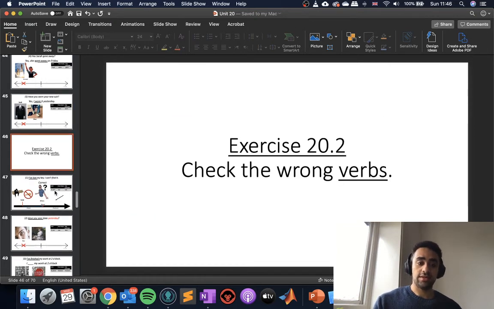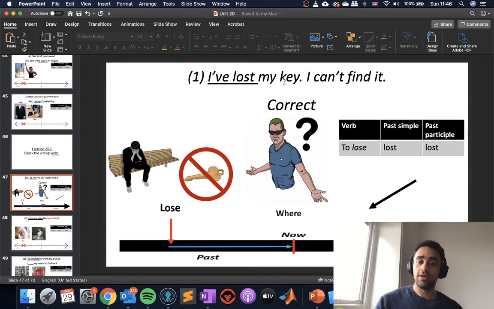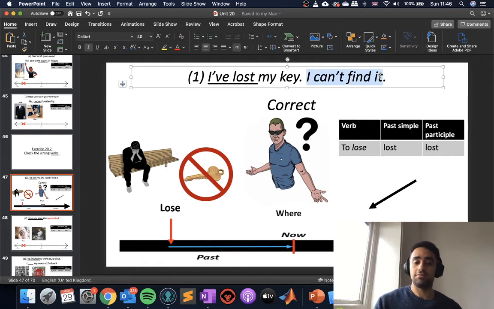In this exercise, we're going to check if the sentences are correct or incorrect, and then correct them if we need to. I have lost my keys. I can't find them. So something happened in the past and still has an effect now because I can't find them right now. So they have used present perfect, which is the correct way. So I have lost my keys.